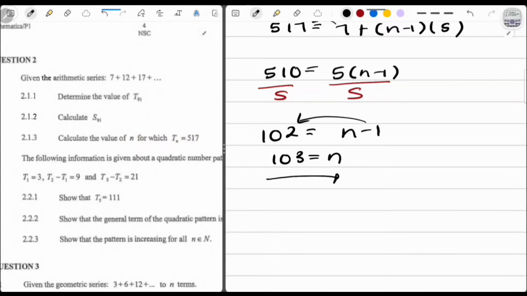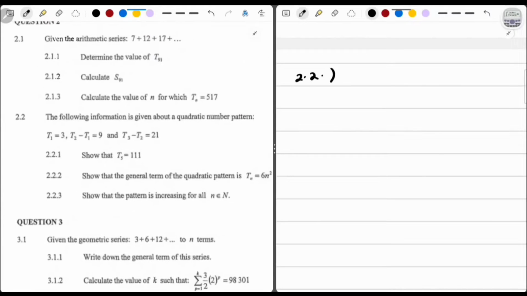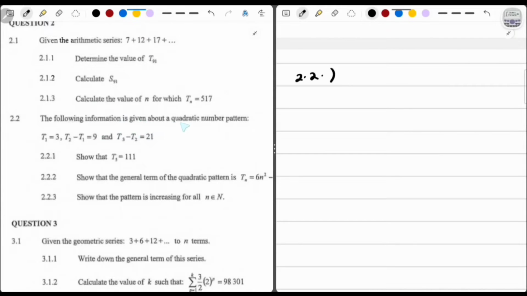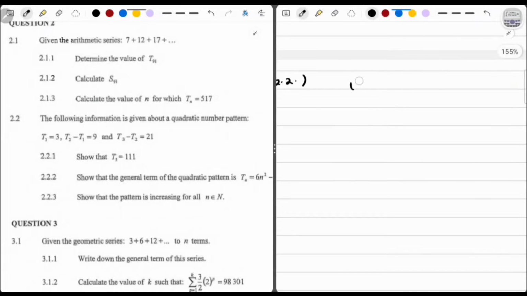Okay, moving on to the next question. Next question, 2.2. The next question says the following information is given about a quadratic number pattern. So this is the information. Term 1 is equal to 3. Great. So we have a quadratic pattern and they're saying term 1 is equal to 3. This is how you should structure things: as they're telling you the things, be writing them down so that you don't get intimidated by the question. So I'm just saying term 1 is 3. That's my first term in my quadratic pattern.